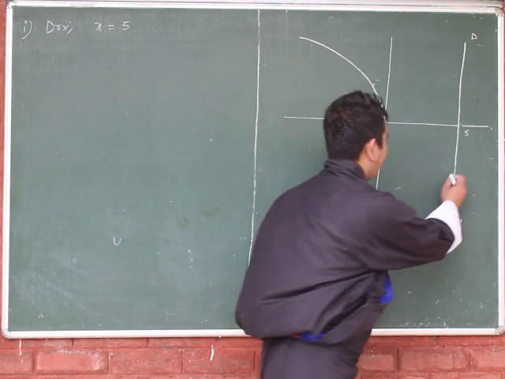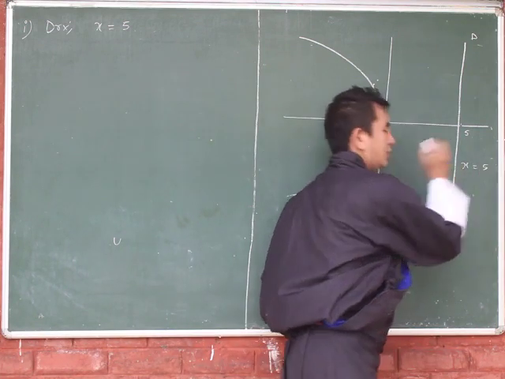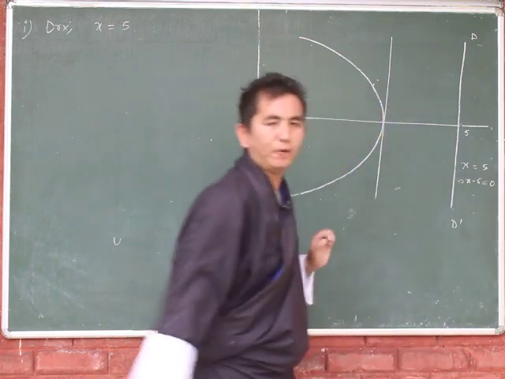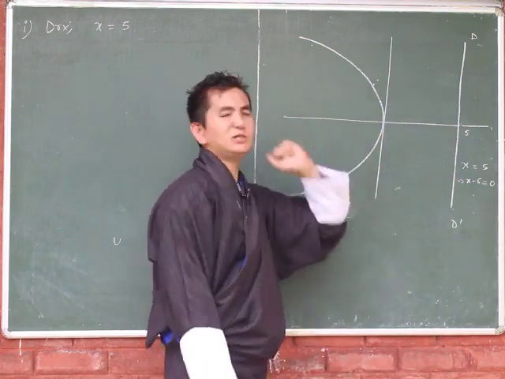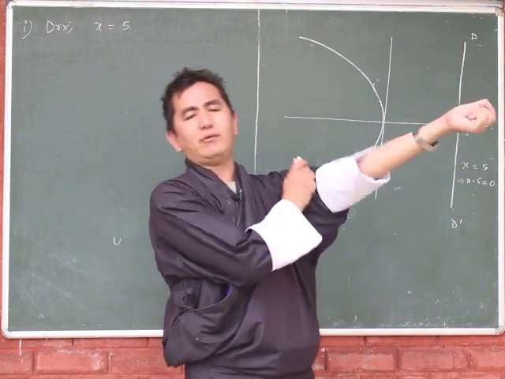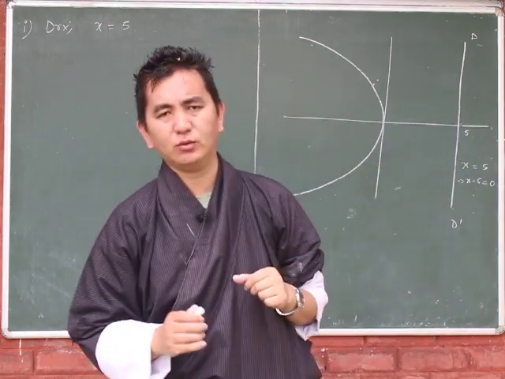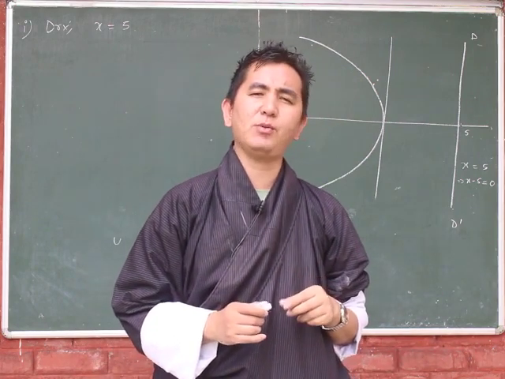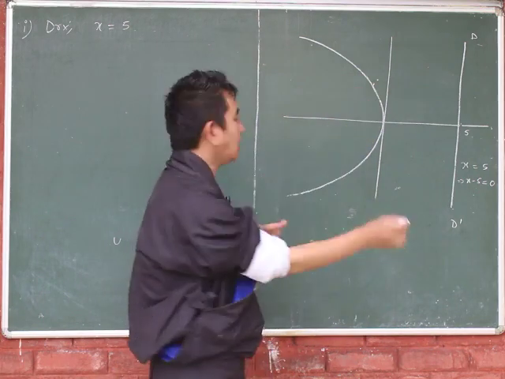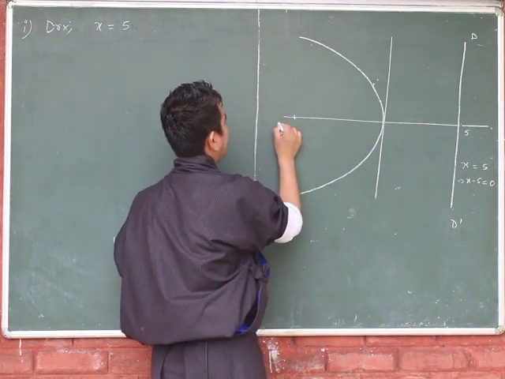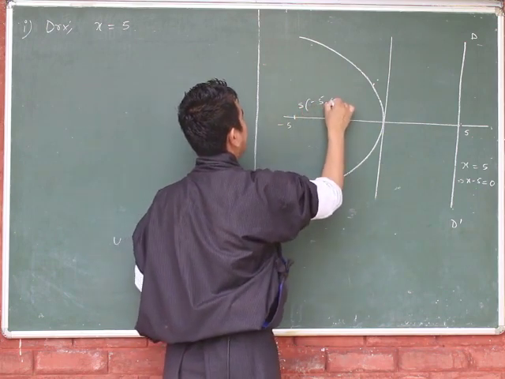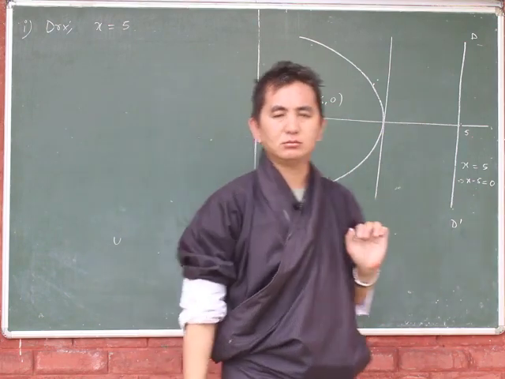Directrix at x is equal to 5, or you can write this as x minus 5 is equal to 0. Then definitely this becomes concave left. So if the directrix is at x is equal to 5, where will the focus be? Think it over. I will give you 1 second. So the focus will be at -5, so the focus point will be (-5, 0).